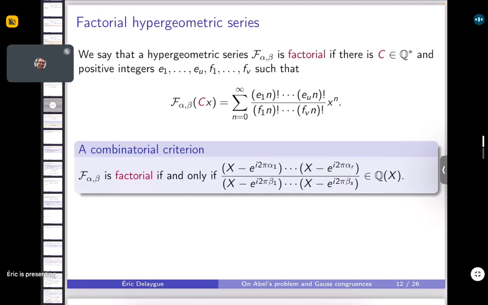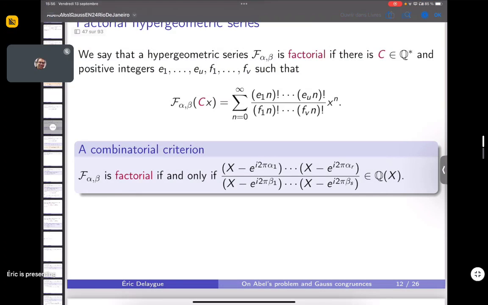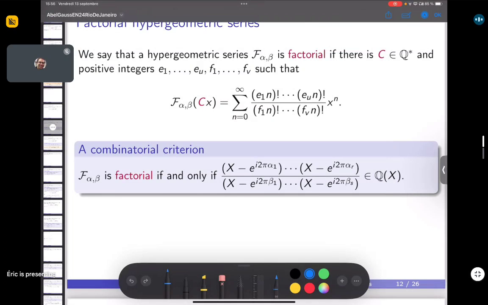So to know whether this is possible or not, given some parameters alpha and beta, you have a combinatorial criterion, which is that f is factorial if and only if this rational fraction has coefficients in Q. This is a really compact criterion, but let me take a quick example, which is not really sufficient to explain everything.